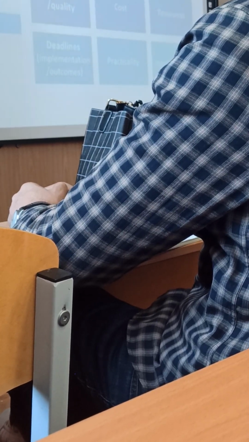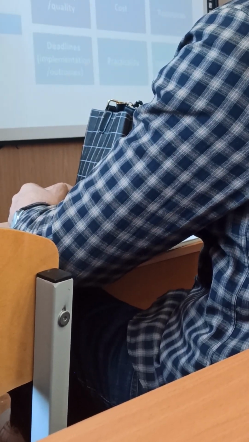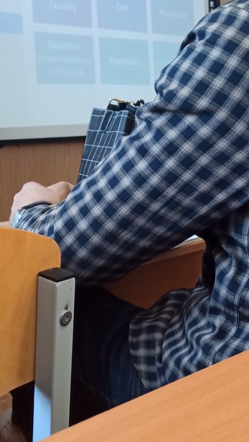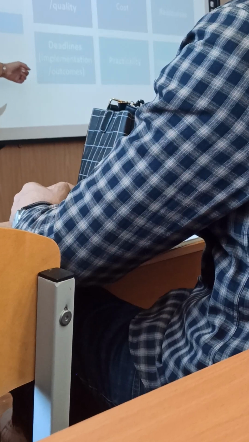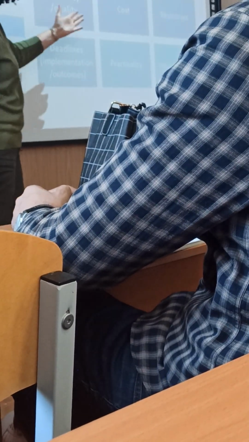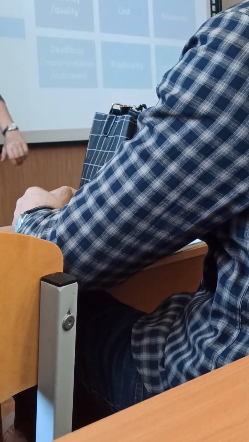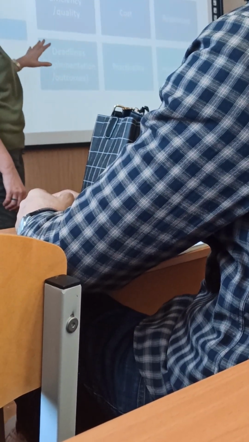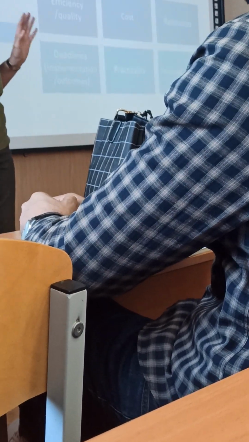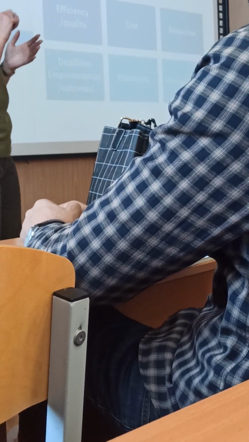Deadlines? Negative. Do you look for solutions that take longer or shorter? Shorter. So it's a negative criterion. Practicality? Positive. And innovativeness? Negative. So you absolutely need to understand if your criterion is negative or positive before you apply it, because it's going to impact directly how you score the solution on this criterion.